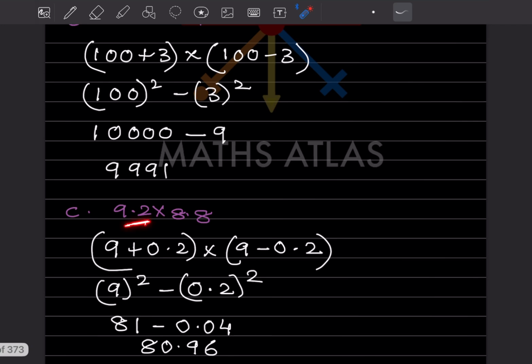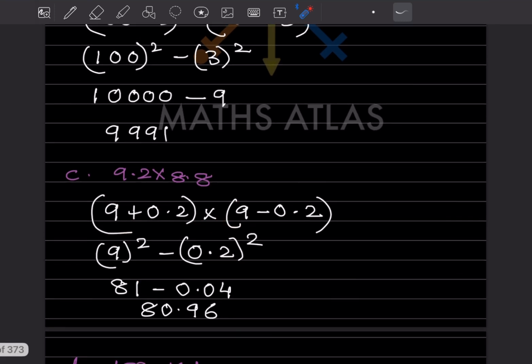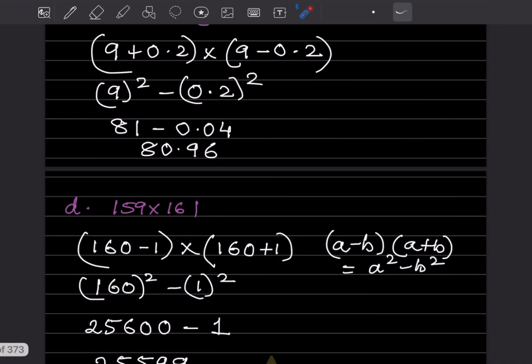This is 9.2. So 9 plus 0.2 multiplied by 9 minus 0.2. So again, this is a plus b and this is a minus b. So this is going to be a square minus b square. So 81 minus 0.2 into 0.2, which is going to be 0.04. So when you subtract this, you get 80.96.